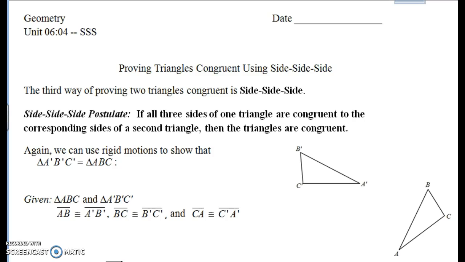This is Geometry Unit 6, Lesson 4 on side, side, side. So this time we're going to prove triangles congruent the third way. We've already done side, angle, side and angle, side, angle. This one is side, side, side.